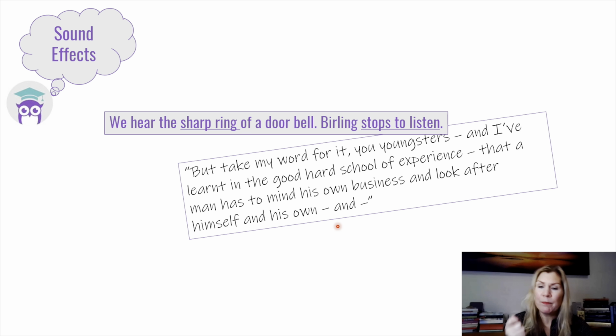And Birling is on a rant. This is a huge speech about capitalist ideals, about the idea of personal responsibility, the very opposite of social responsibility. So he is basically saying, look after yourself, look after number one, don't worry about anyone else. That is what is interrupted by this sharp ring. That's why he has to stop and listen. So that sharp ring is actually a little moment of foreshadowing. We're being told that the man at the door is going to interrupt these kinds of thoughts, is going to try and stop them in their tracks, just like he has here.